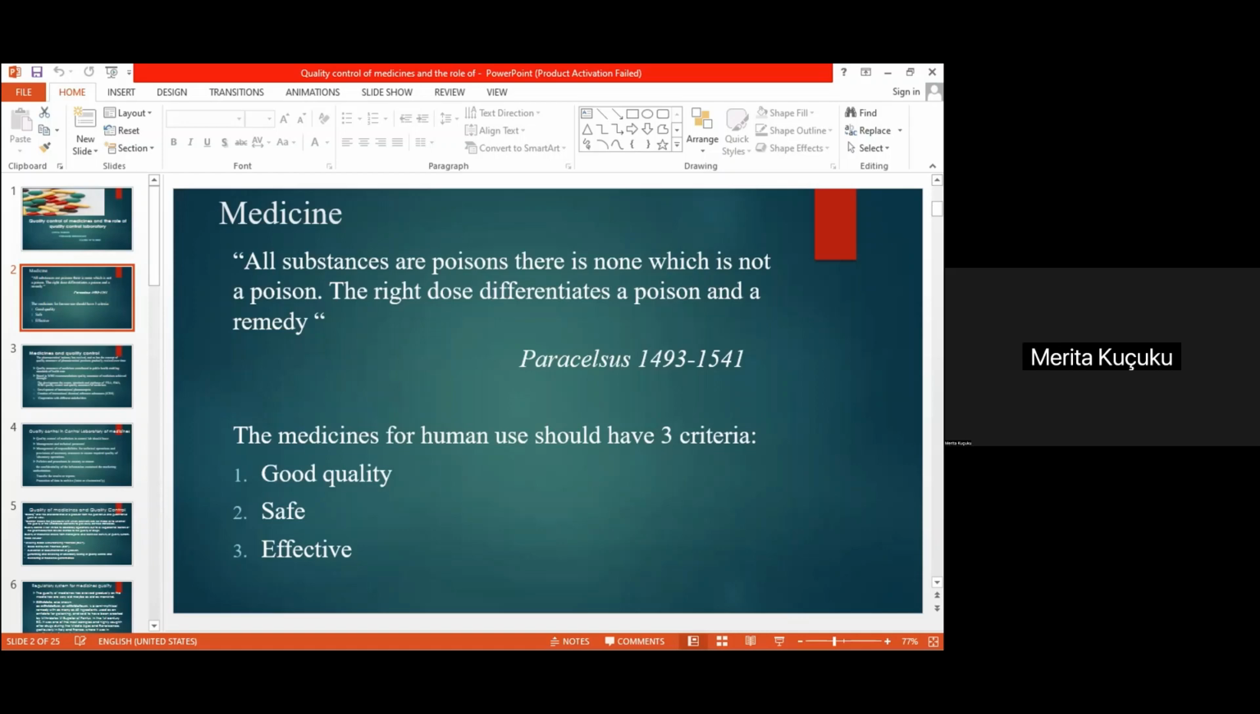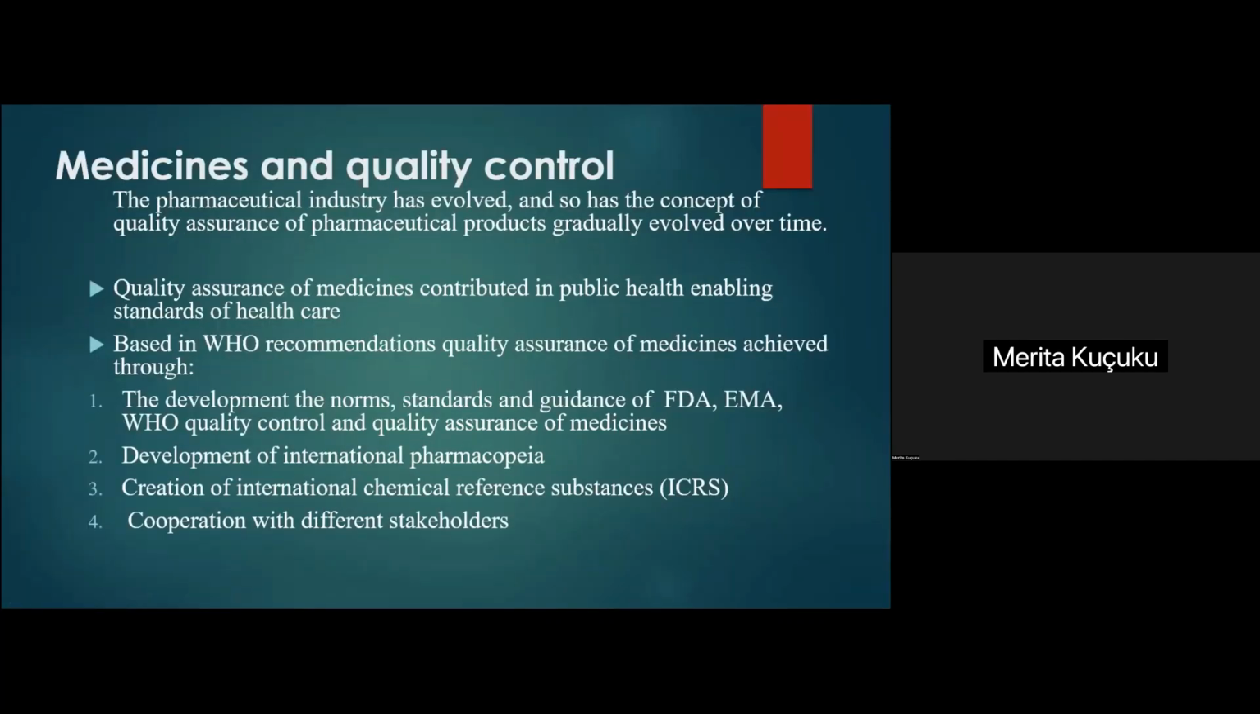What are the criteria for a medicine to be used for humans? There are three criteria: to have good quality, to be safe, and to be effective. Quality assurance of medicine contributes to public health and enables the standard of health care.